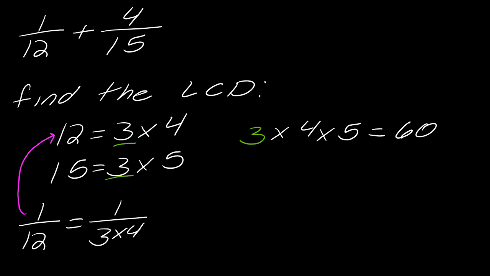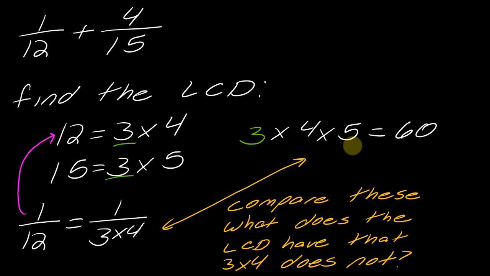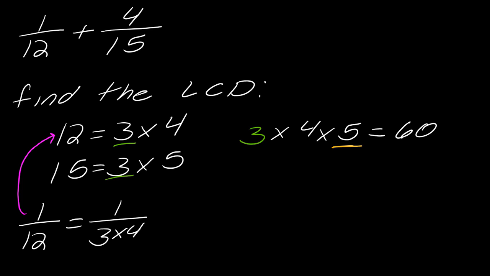Okay, so now here's what you do. You want to compare this with this. So what you're thinking of then is, what does this LCD have that this factorization does not? And you can see then just by comparing the two that it's the 5, right? This has this extra 5 here. So that 5 right there, that's exactly what I want to multiply by then. So I multiply that missing factor as shown, and we get to the exact same answer, right? It's still 5 over 60.